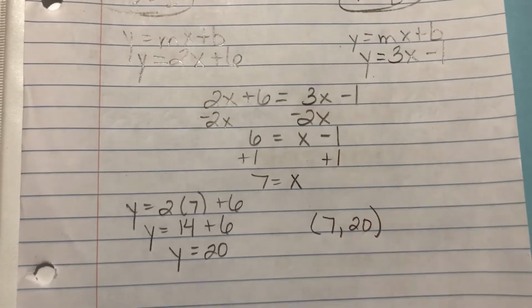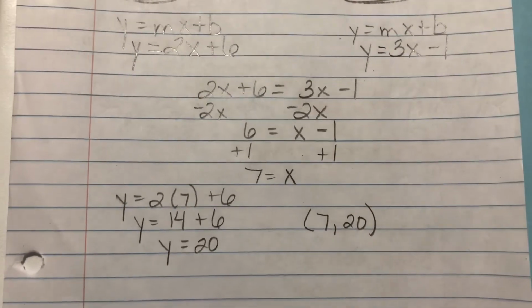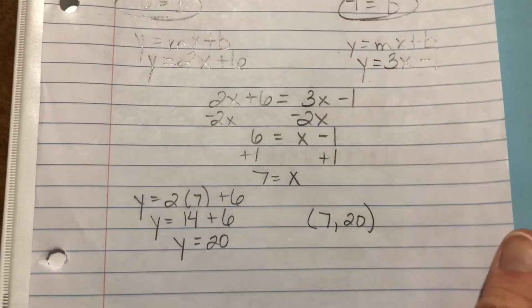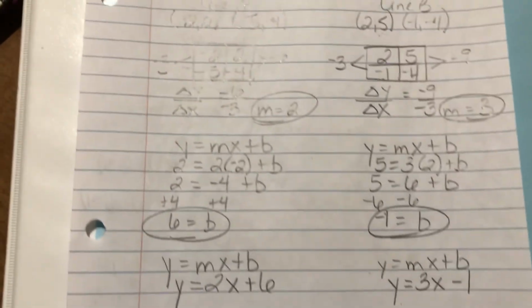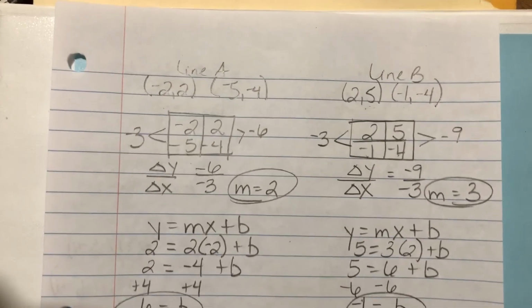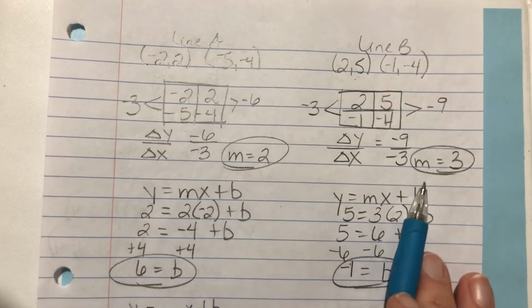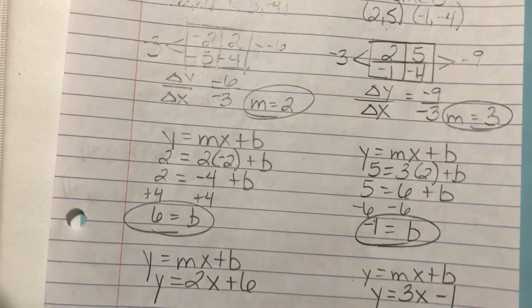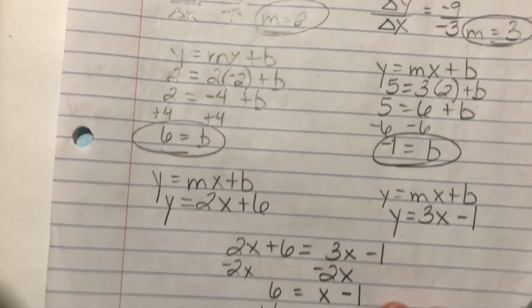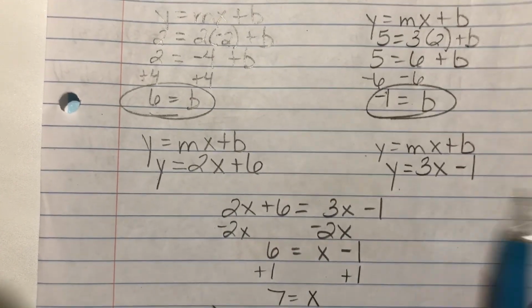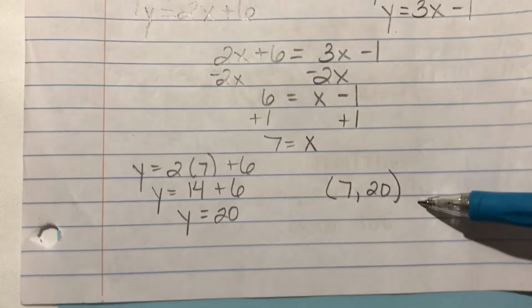Remember, when you solve a system, you always write the answer as an ordered pair. And that takes you from two pairs of ordered pairs to the slope, the y-intercepts, the equations, and solving the system.